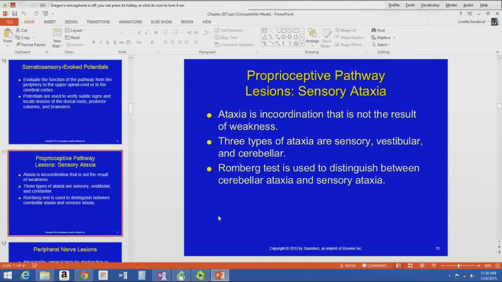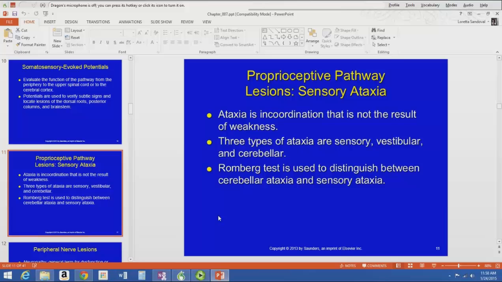So we will talk about ataxia in other areas when we're talking about the cerebellum and the brainstem and the vestibular system. There are three types of ataxia that they classify: sensory, vestibular, and cerebellar. Ataxia as a symptom itself is incoordination that's not the result of muscle weakness. So there's some other reason why we're unable to coordinate our muscles. Regular lack of coordination could be muscle weakness, but ataxia means you have normal muscle response, but there's incoordination for some reason.